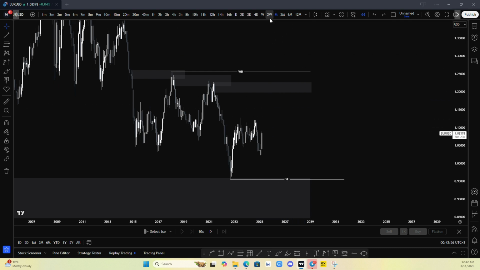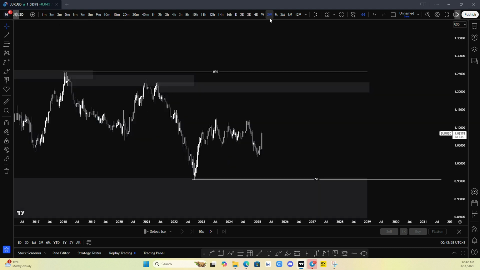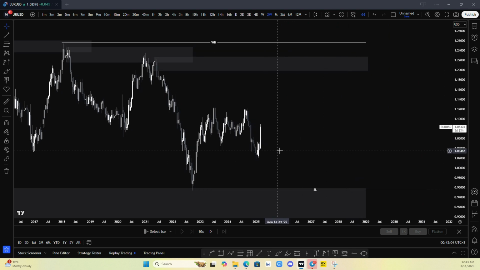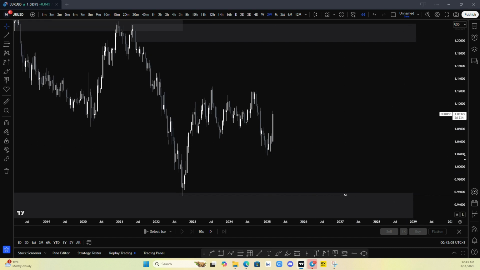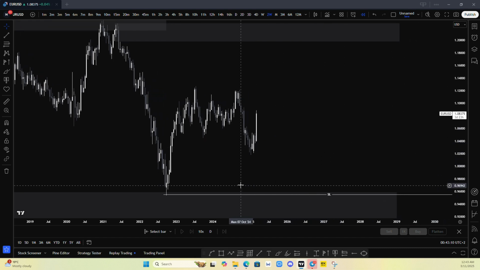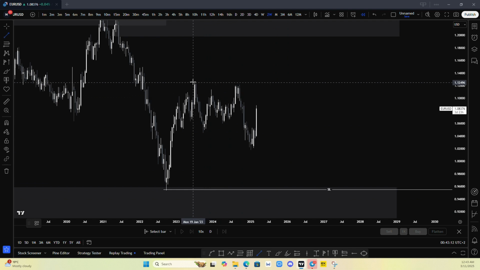Now moving on to our 2-week time frame. So this is what we have. On our 2-week time frame, we are getting introduced to a different story, whereas now on the 2-week we are currently trading in between this high here and this low here.